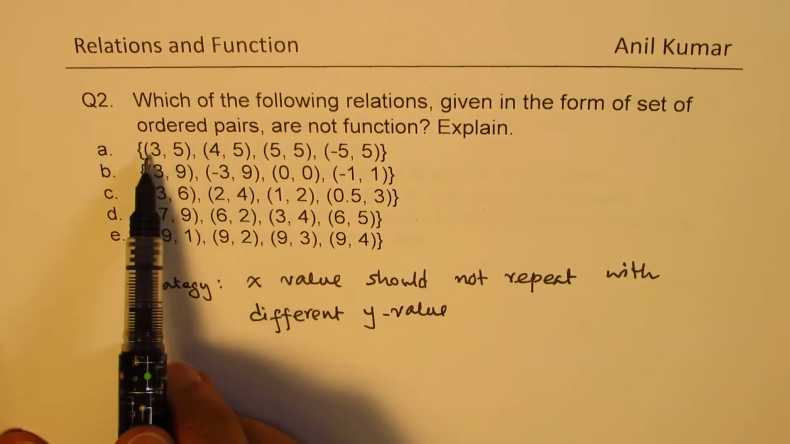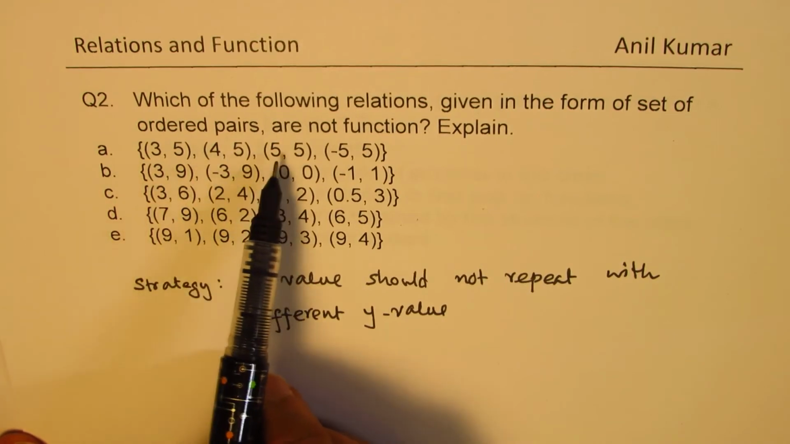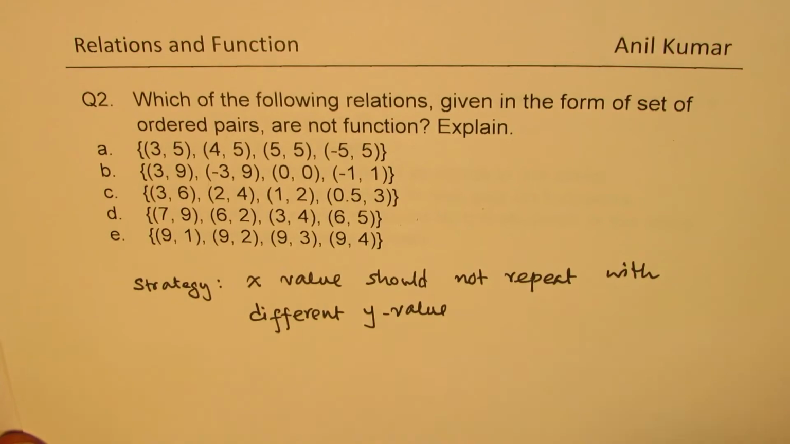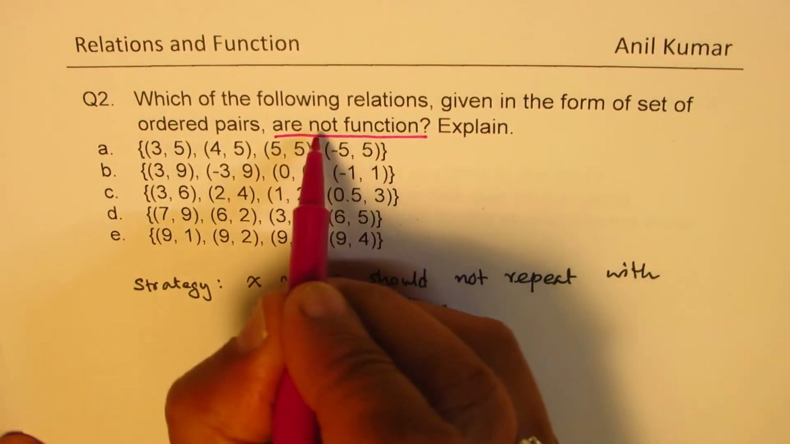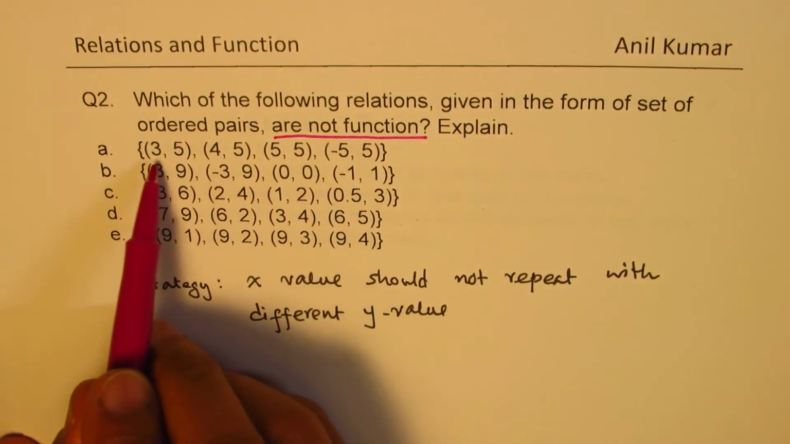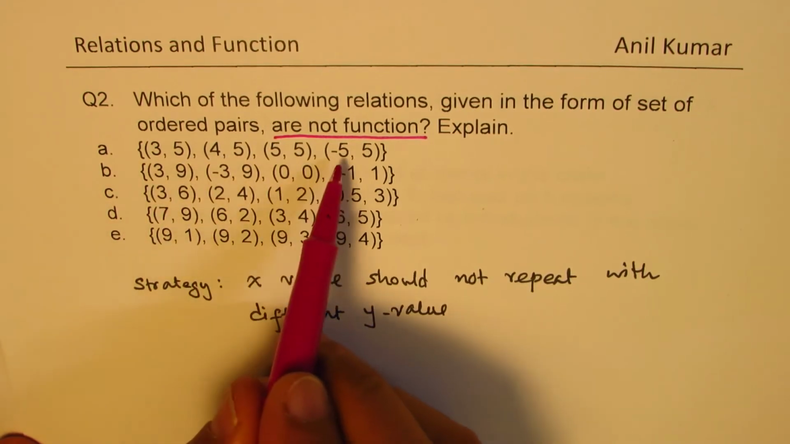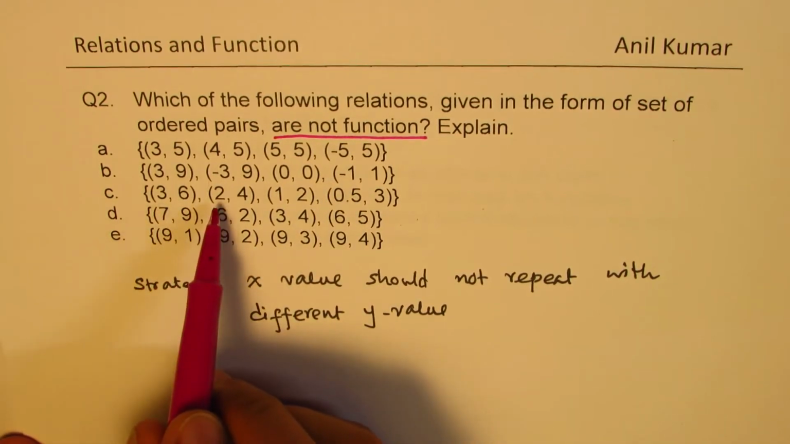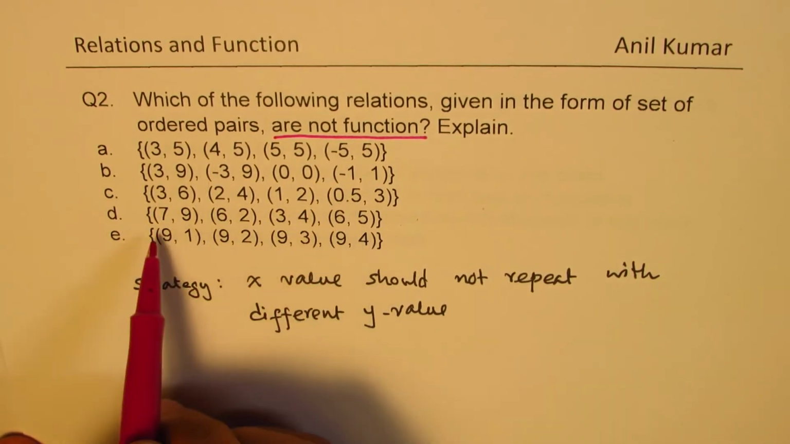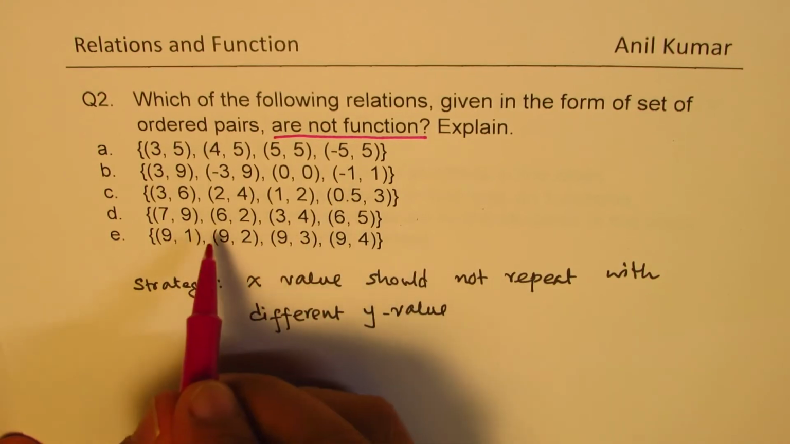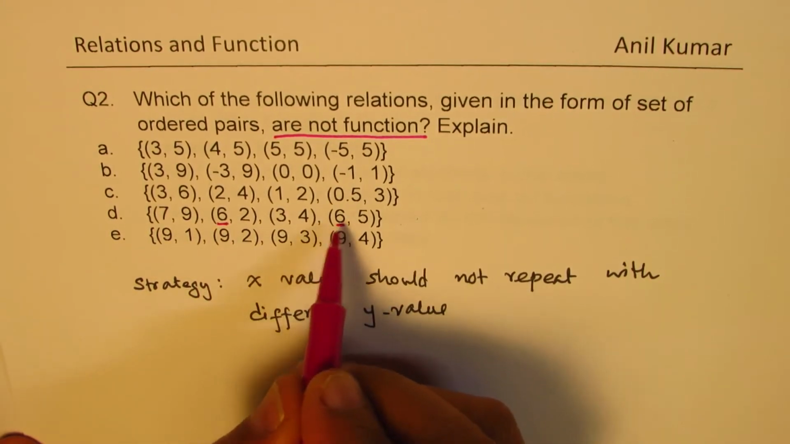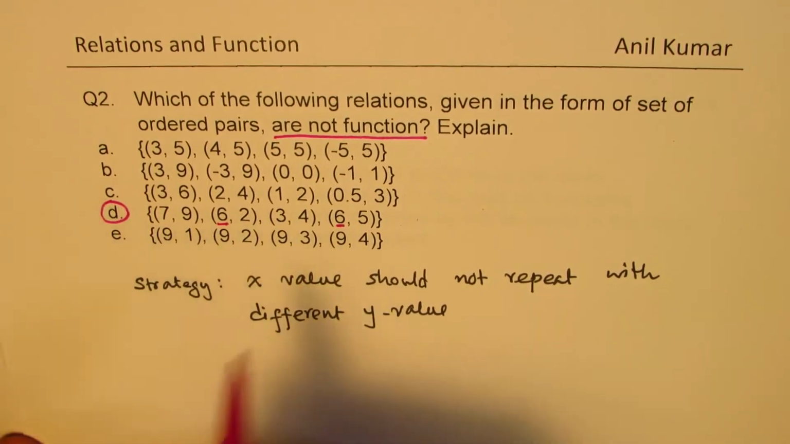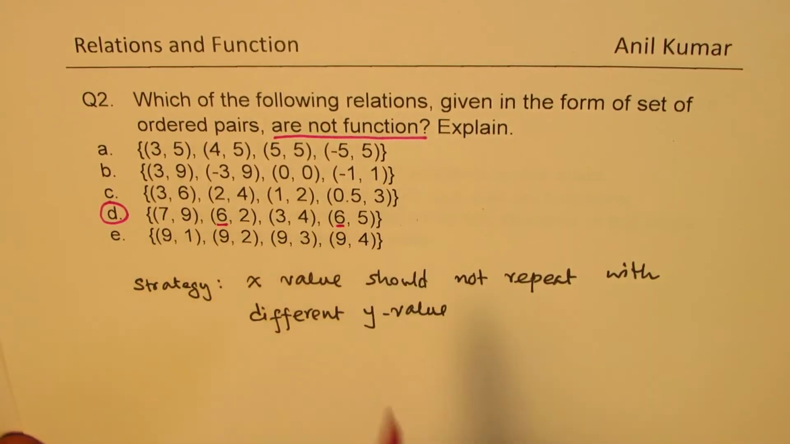So you just check for x values, right? If they are all different, then it is a function, right? We are looking for not a function. If it repeats, so they are all 3, 4, 5, minus 5 are different. 3, minus 3, 0, minus 1 are all different. 3, 2, 1, 0.5 are all different. 7, 6, 3, 6. Now 6 is repeated. They have different y values, 2 and 5. Therefore, this is not a function. So at 6, we have two values.